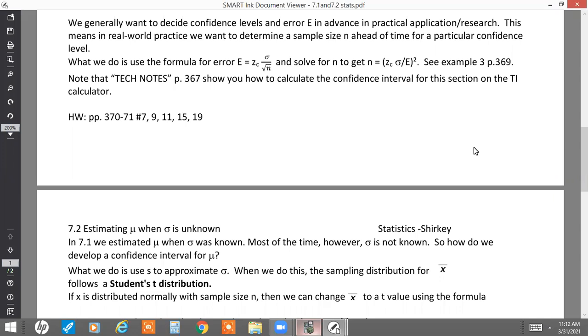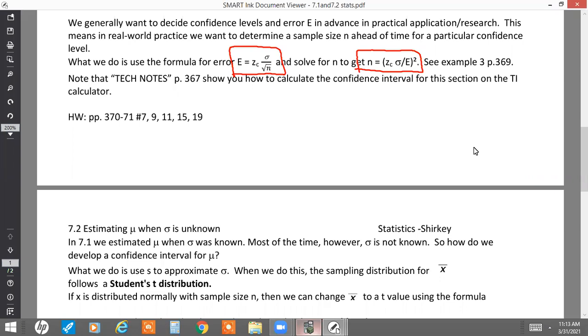Well, you guys, obviously you're in statistics now. You've had intermediate and college algebra, or at least you passed some placement test for that credit to get into the course. So what we do, we take that error, Z sub C times sigma over the square root of n, and algebraically solve it for n. And here's what you get. N equals, in parentheses, Z sub C times sigma divided by the error E, all of that squared. And that'll give you your sample size.